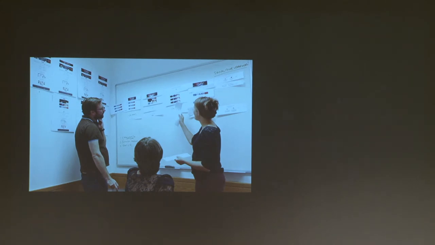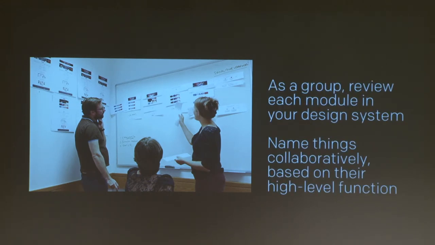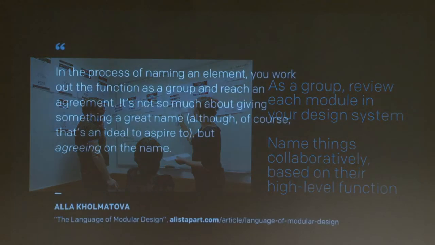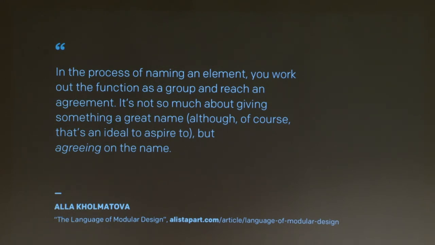So basically, as a group, you review every single module in your design system, and then you name things collaboratively based on their high-level function. And she goes on to say that in the process of naming an element, you work out the function of that element as a group and reach an agreement. But the real benefit here is that it's not so much about giving something a great name, although you should absolutely strive to do that. It's the fact that you've all agreed on that name together.